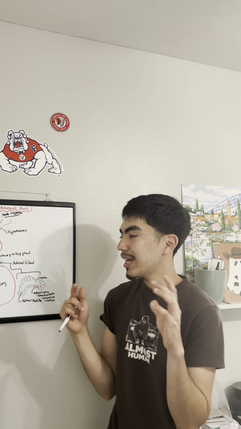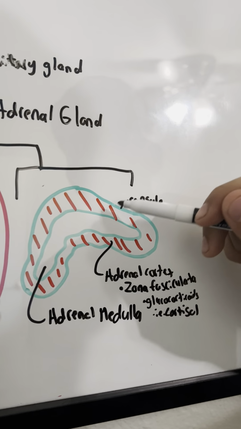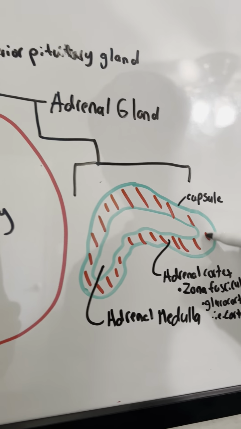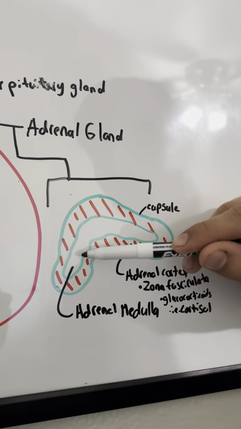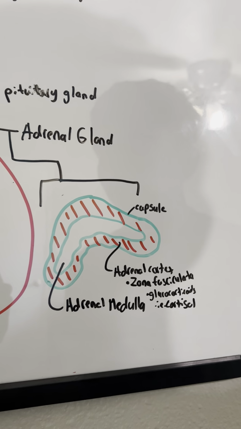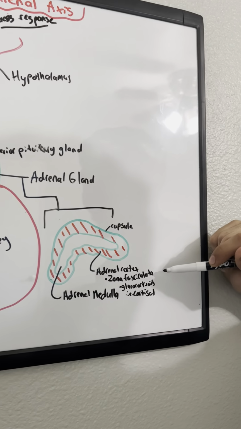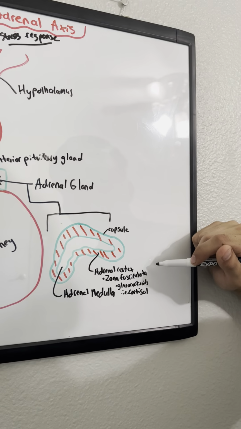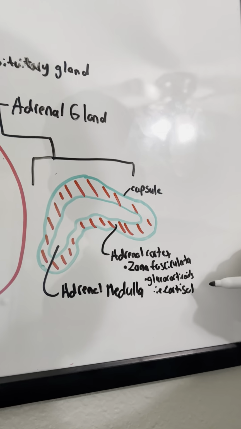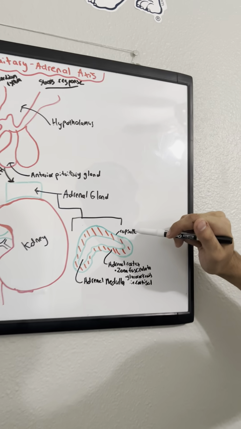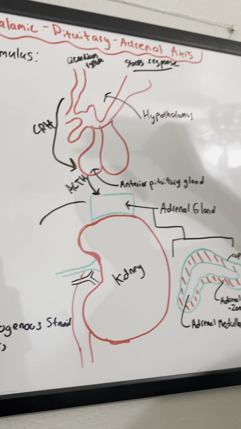And then if we are able to zoom into the adrenal gland, we have the adrenal cortex, which is on the outside, encapsulated by the capsule. And then we have the adrenal medulla that's on the inside. So where is cortisol released from? It's released specifically from the zona fasciculata. The zona fasciculata releases glucocorticoids, which cortisol is one of. So cortisol is released from the zona fasciculata out from the adrenal gland and into the body.